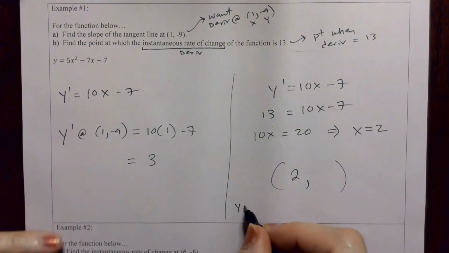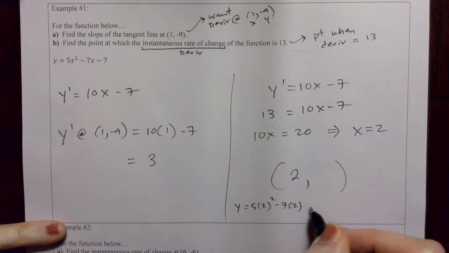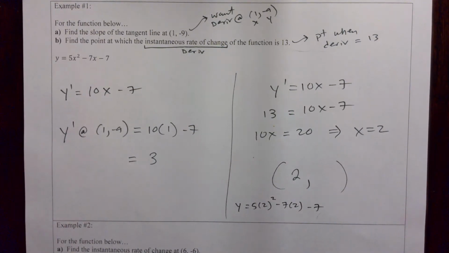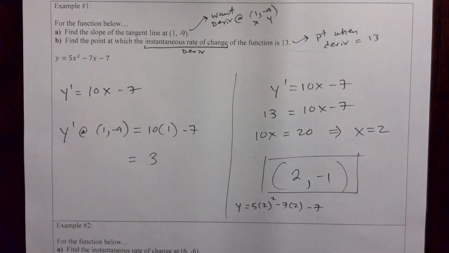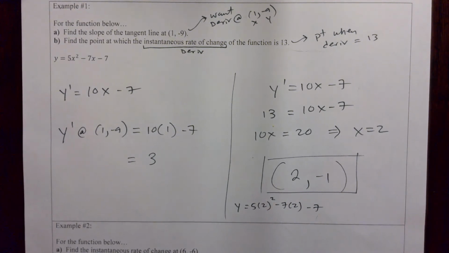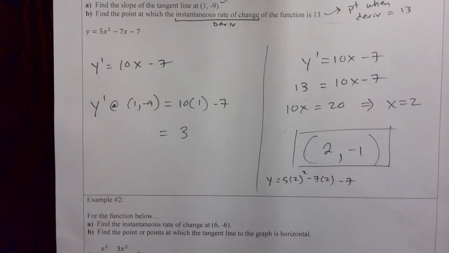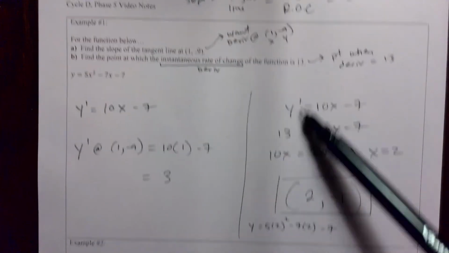So y equals 5 times 2 squared minus 7 times 2. That's 20 minus 14, which is 6, minus 7, -1. So at this point, 2, -1 on the original graph, the derivative is 13. So the slope of the tangent line is 13 there. Sometimes you're finding the derivative, and other times you're being given the derivative.